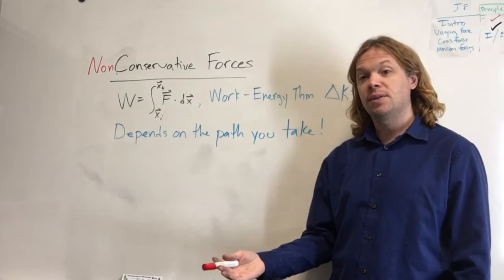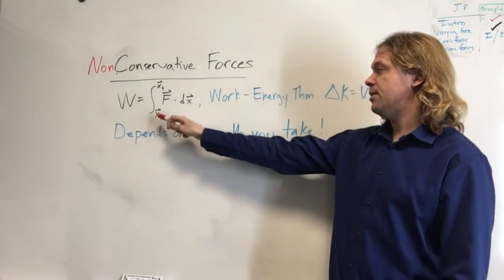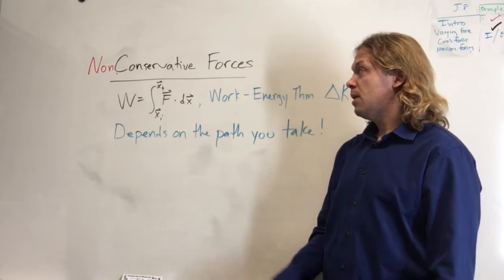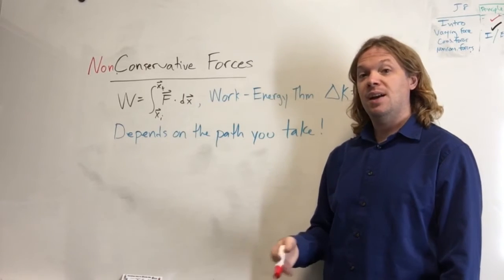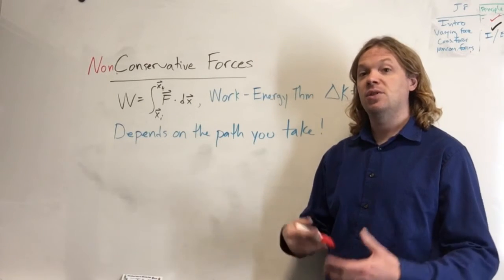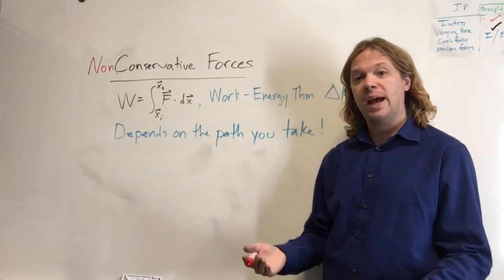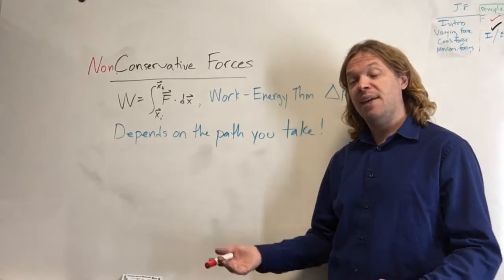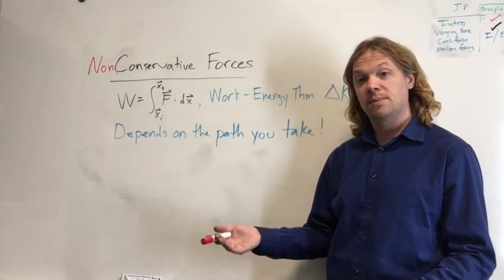So recall for conservative forces, it does not matter what path you take between xi and xf. You'll get the same answer for the work. But for non-conservative forces, that's not the case anymore. And there's a very simple example of this, and that is friction. And it's pretty easy to figure out what happens when you have friction on an object and you try to take two different paths between an initial and a final point.